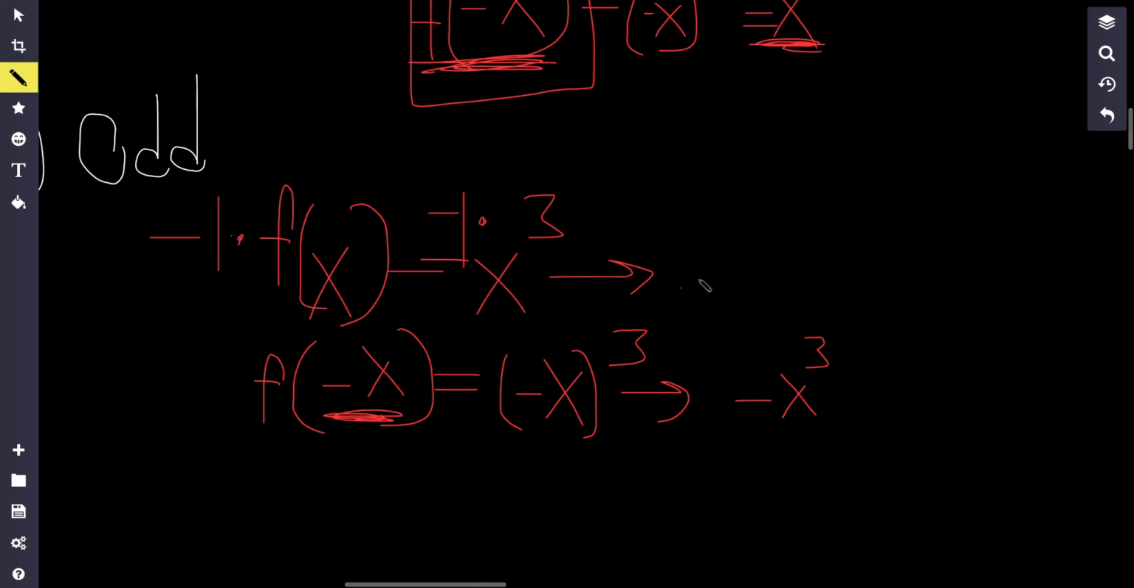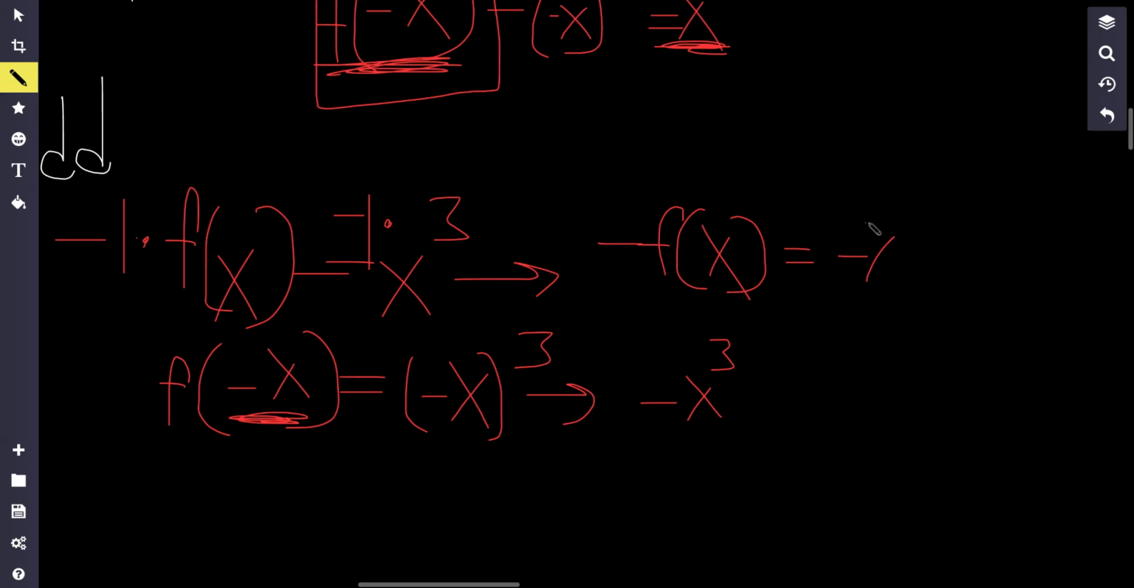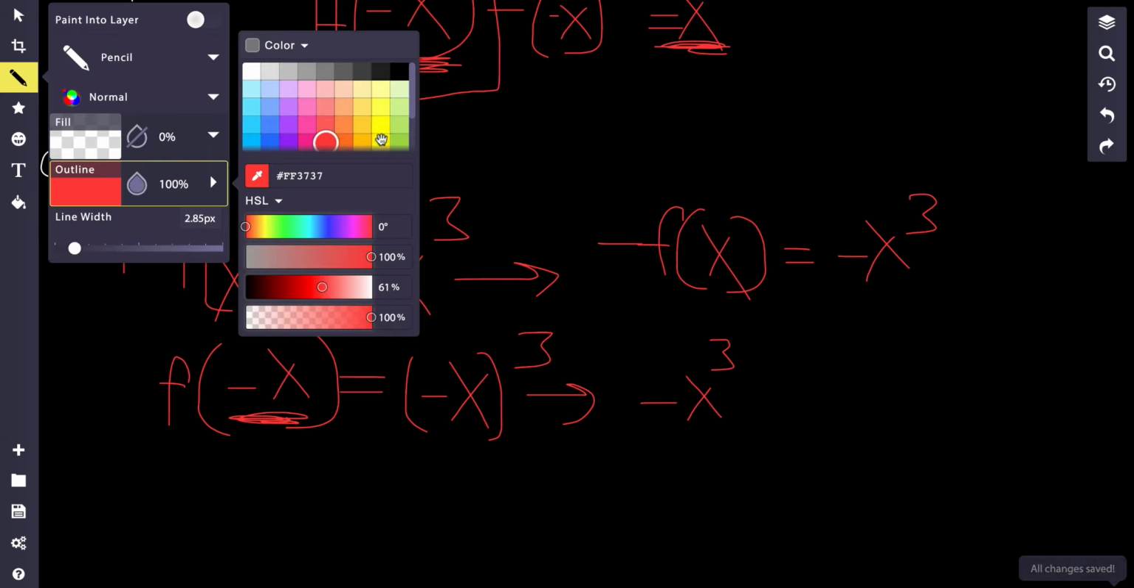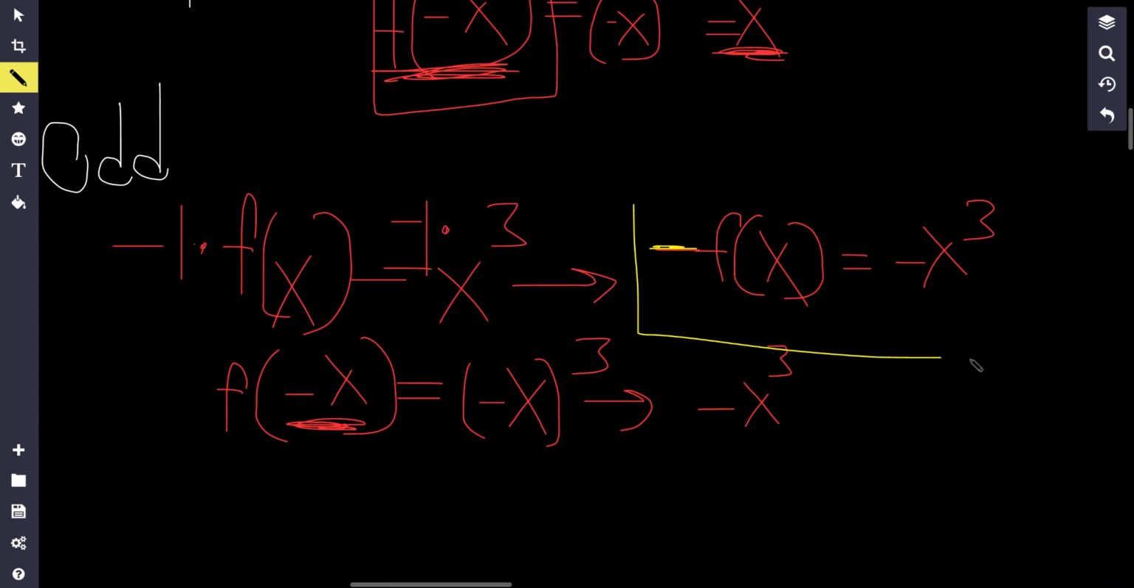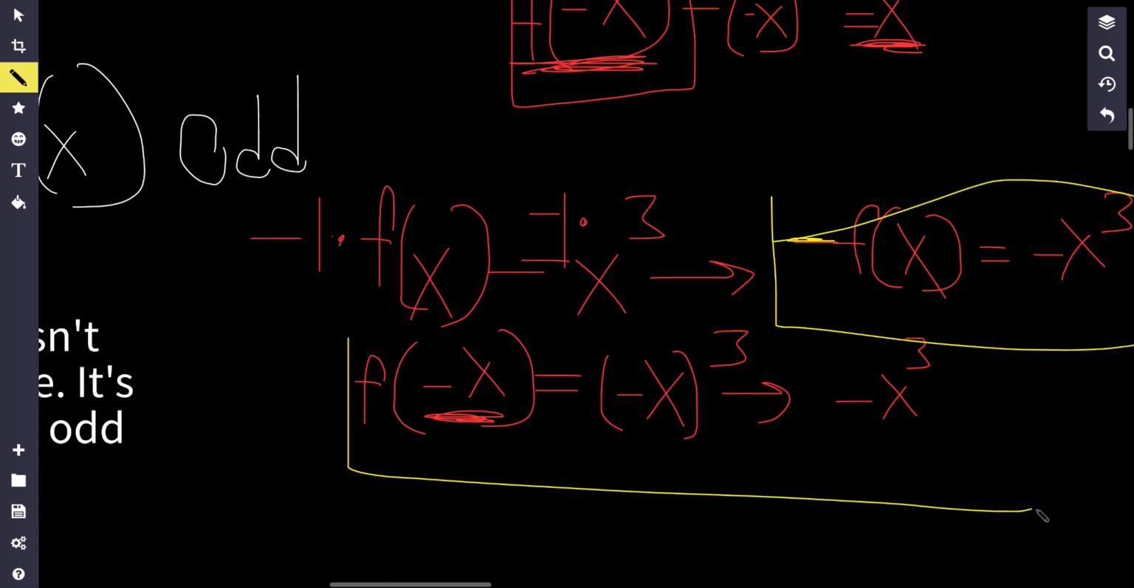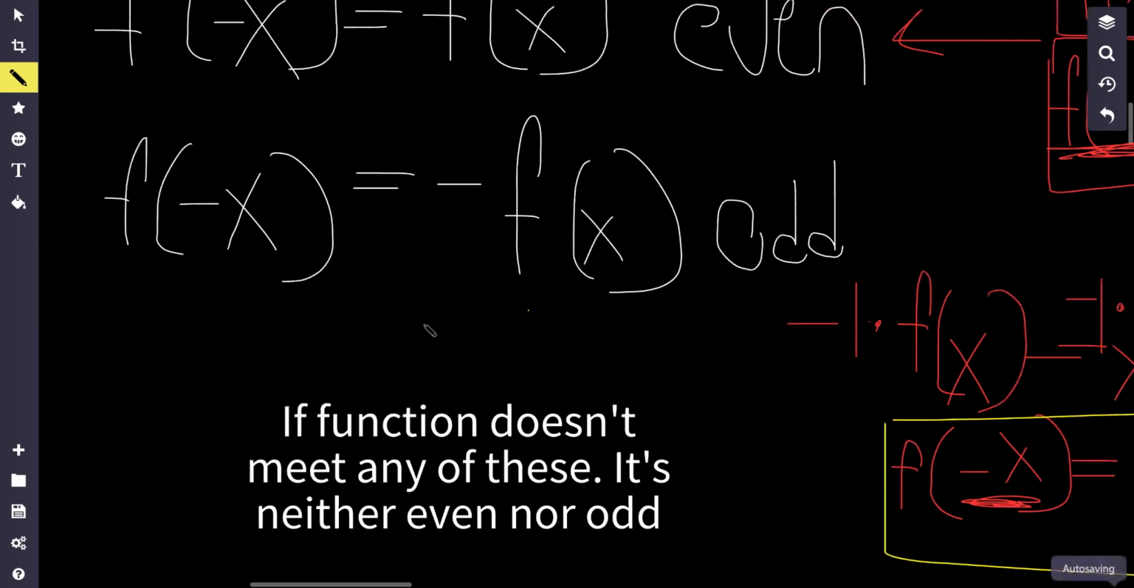What I'm going to get is -1 times f of x, or in this case, negative f of x, right? That's the same thing. Negative f of x is equal to negative x to the third power. Notice how negative f of x is equal to f of negative x, meaning that our function is odd.